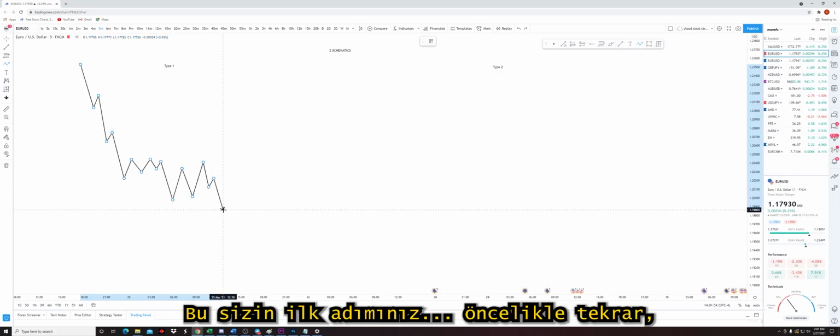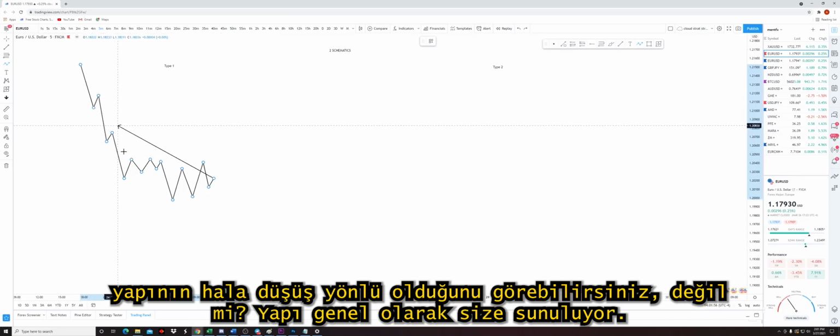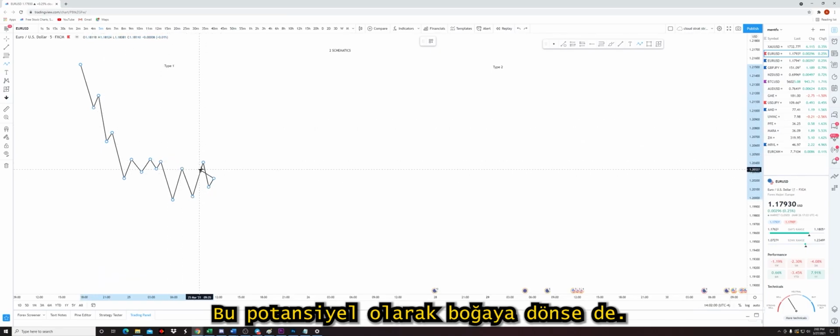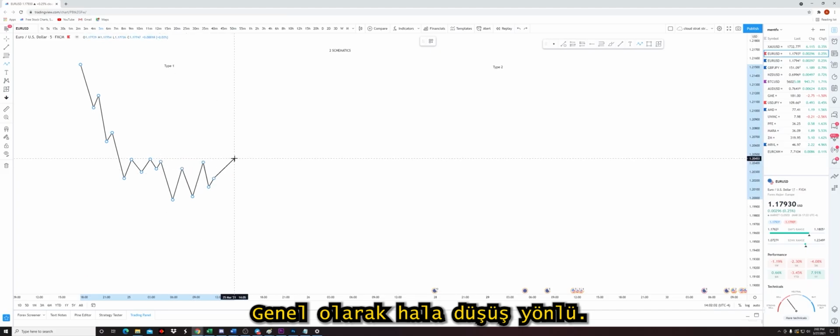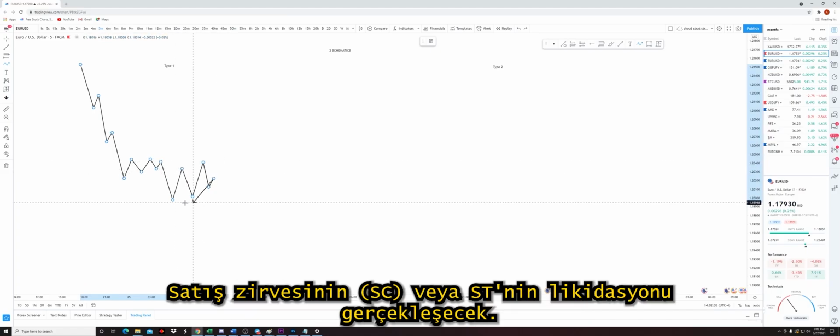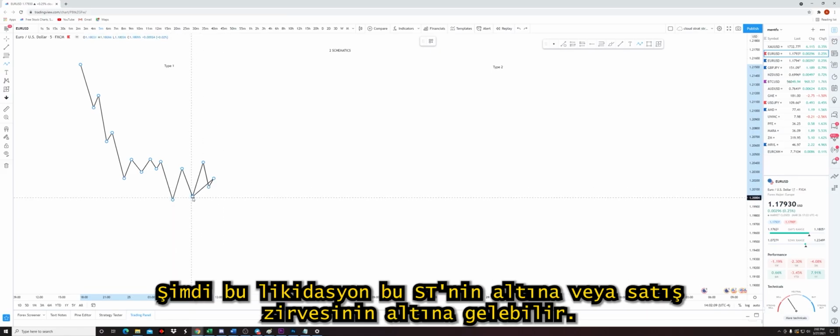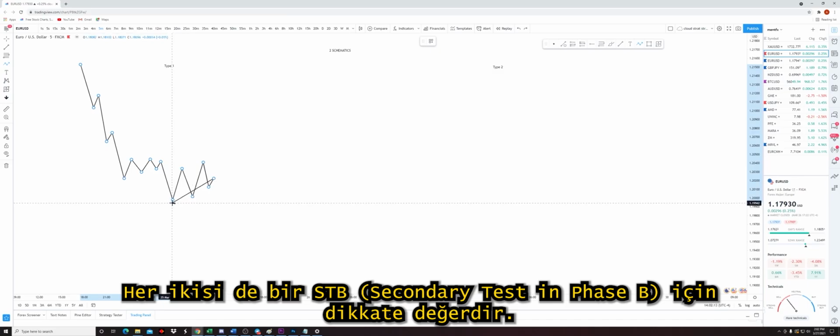Then you have a liquidation. This is your first step of, first of all, again, you can see that structure is still bearish, right? Structure is overall being delivered to you. Even though this is shifting potentially bullish, it's overall still bearish. You'll have a liquidation of the selling climax or the ST. Now this liquidation can come below this ST or below the selling climax. Both are considerable for an ST in B.